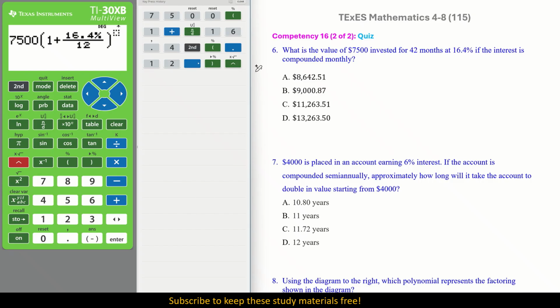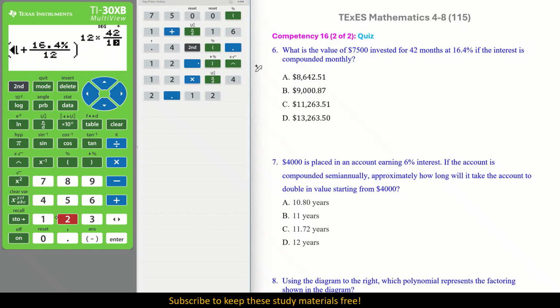And now that is n times t. Well, we know n is 12. I'm going to push multiply. But what is t? Well, our time is in months. We need to translate that to years. How do we do that? Set a fraction, and that is 42 out of the 12.